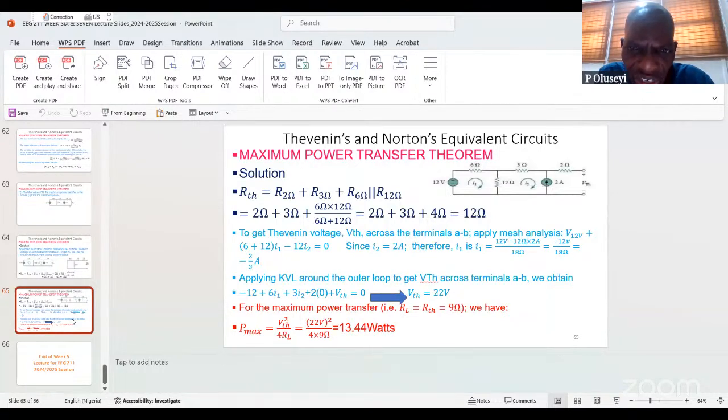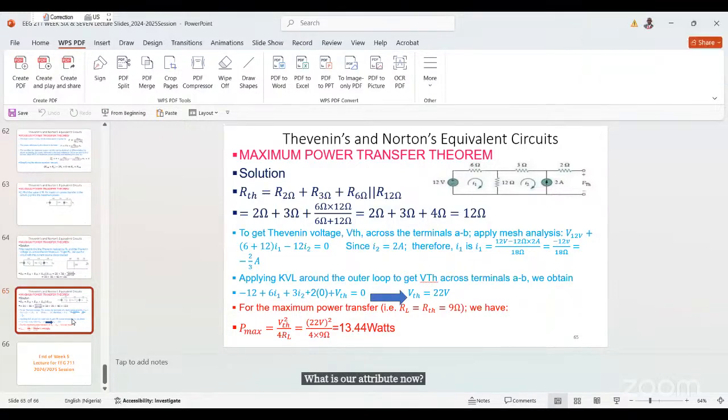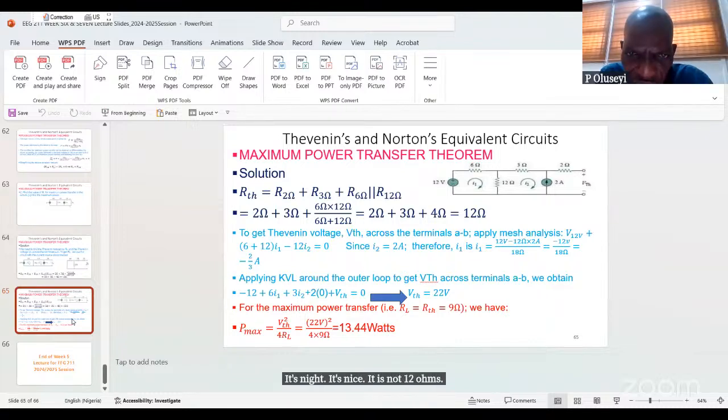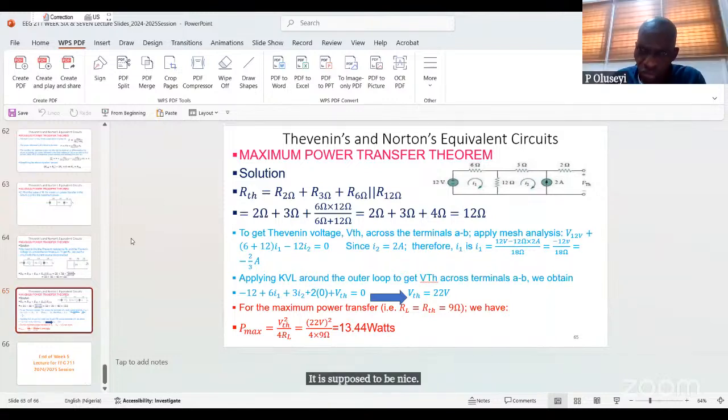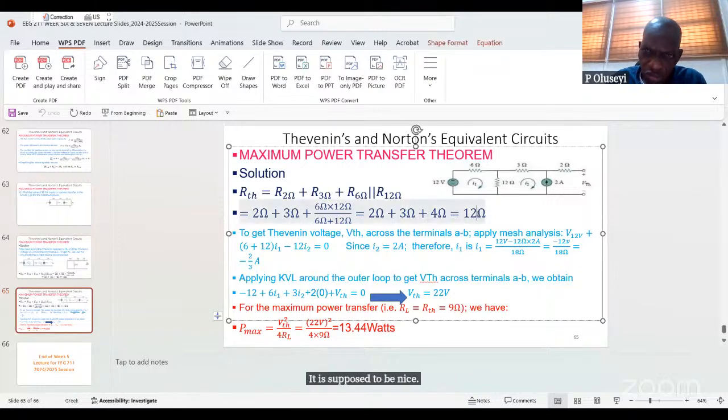what is our RTH now? 12 ohms. It's 9. It's 9. It is not 12 ohms. We are supposed to be 9, sir. So not 12 ohms. So this is correct. This is wrong.